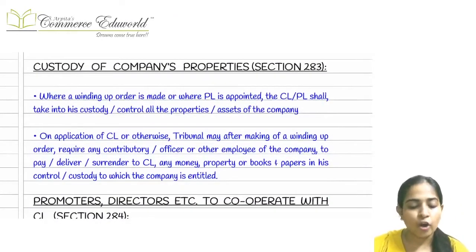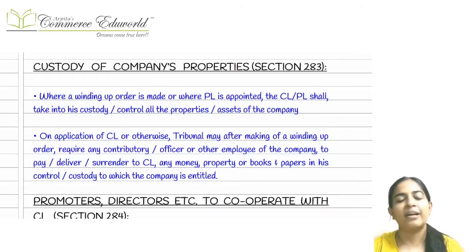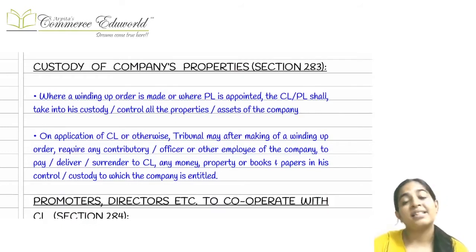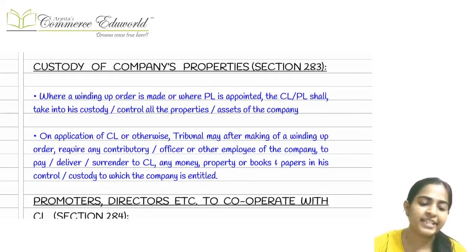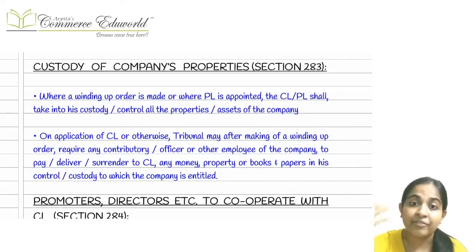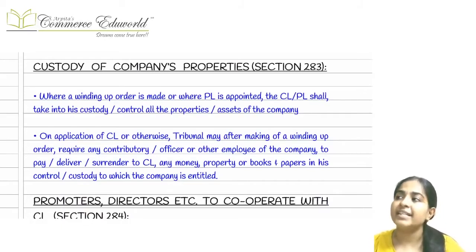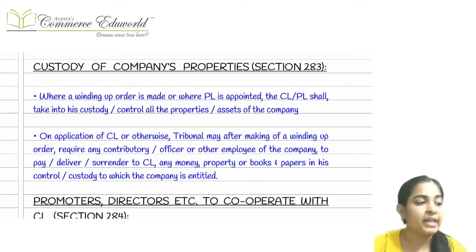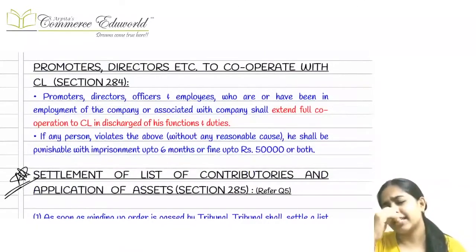Now we're talking about the physical custody of the company's assets. Whatever assets were kept in the company, all those assets will now vest with the company liquidator, meaning basically the custody comes with the company liquidator. If the company's assets were kept with the director of the company, or with some shareholder of the company, everything will now come into the hands of the liquidator, just like your insolvency.